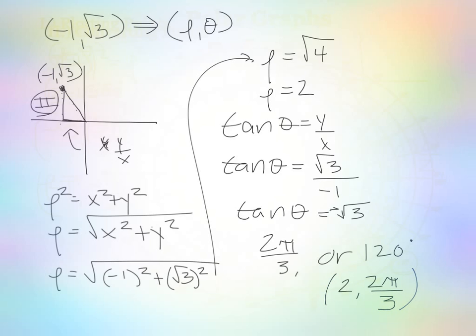Although I'm pretty sure that Glennon likes it as 2 comma the angle, so we're just going to go 2 comma 120 degrees. So that's your final there.